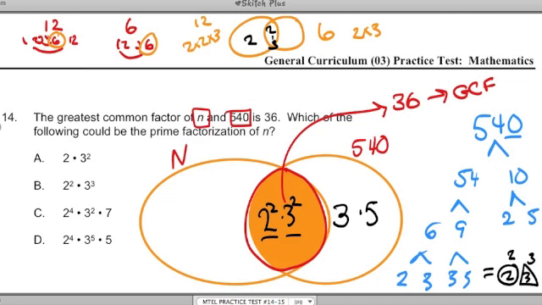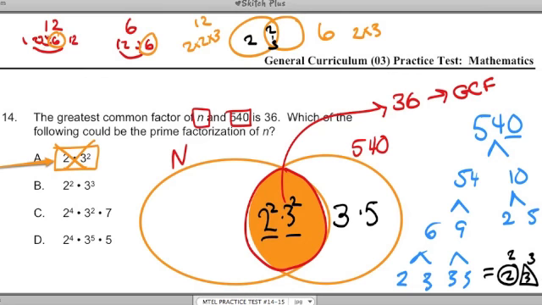Well, if we look at our answer choices and we look at that basic criteria, A here doesn't meet the basic criteria. It doesn't have 2 to the second or 3 to the second. So how could it share it if it doesn't have it?